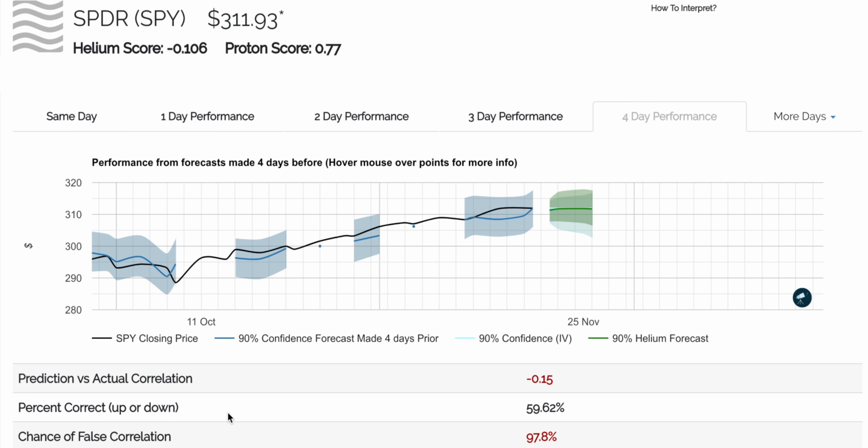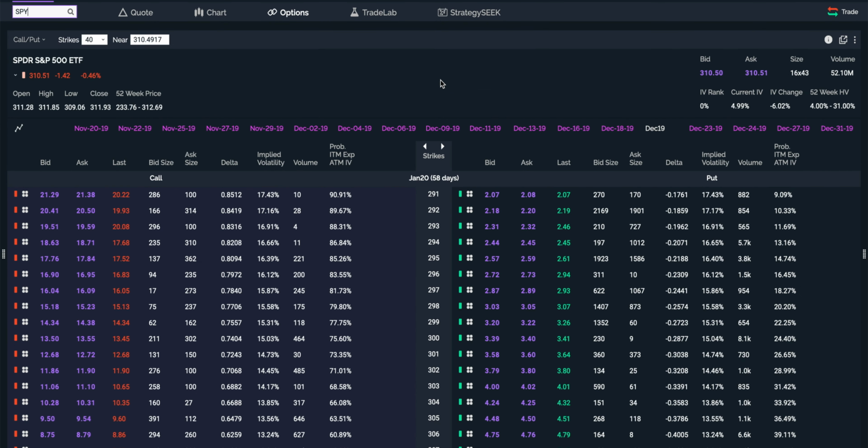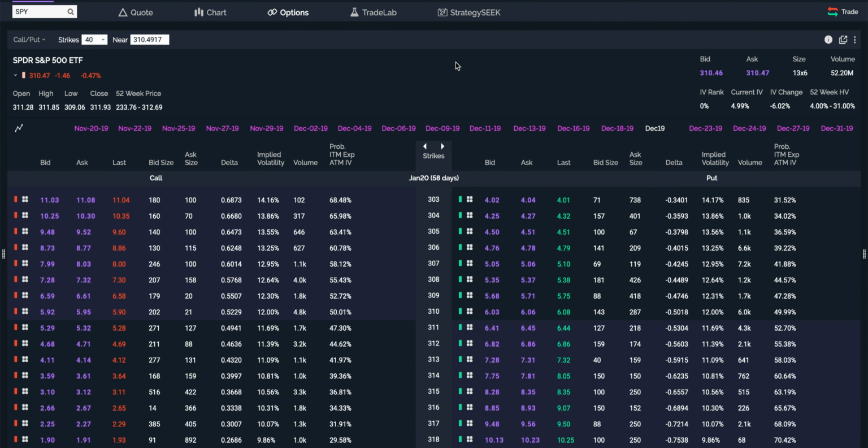Now, pulling up my E-Trade, we're going to go to Trading, SPY. We have the January 20 options expiring in about 58 days. So how do we use the information that we got from Helium to actually place a profitable trade that takes advantage of the information but doesn't overly rely on the model? One potential option is a put credit spread.